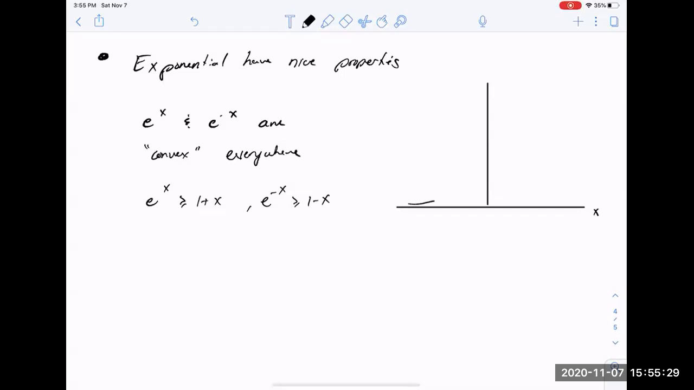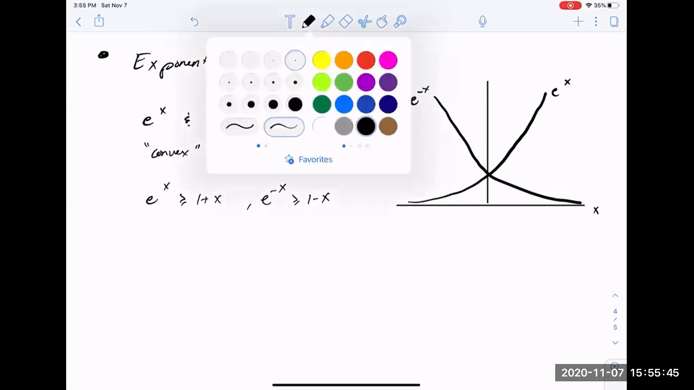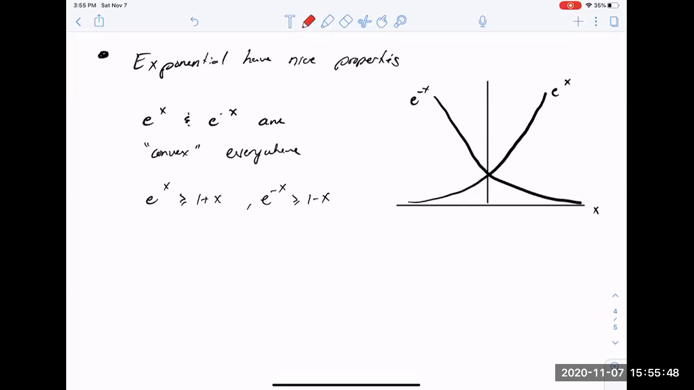So e to the x might look something like that. E to the minus x might look something like this. And if I took a tangent curve, say at the origin, it would look like so. Or a tangent curve for e to the minus x, look like that. And indeed, the black lines are greater than or equal to the red dashed lines. This being the red dashed line.